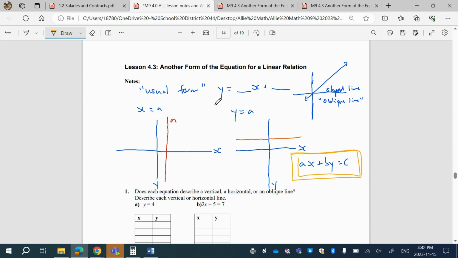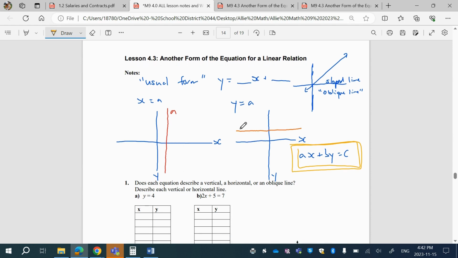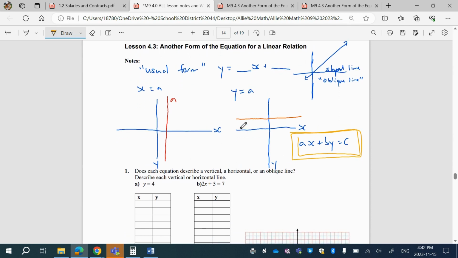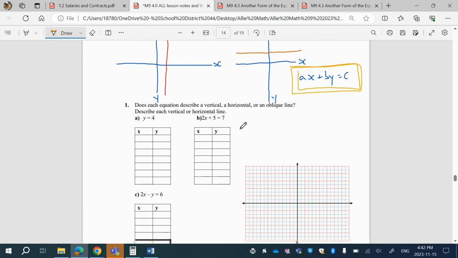So in our notes, the things that we should have are that sometimes we're just going to have a value for x. That's going to make a vertical line. Sometimes we're just going to have a value for y. That's going to make a horizontal line. And our sloped line, sometimes called an oblique line, has this other form that sometimes we will see a linear relation in. You can tell this one's a linear relation because they have both values for x and y. And I hope that'll make a little bit more sense as we go through the notes. So let's look at the first one.